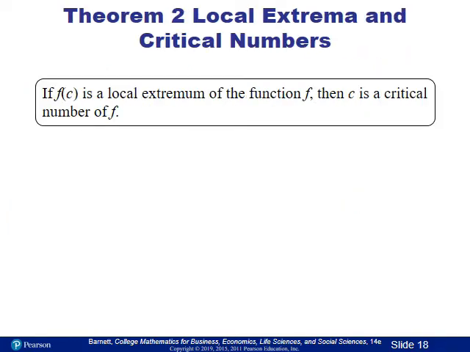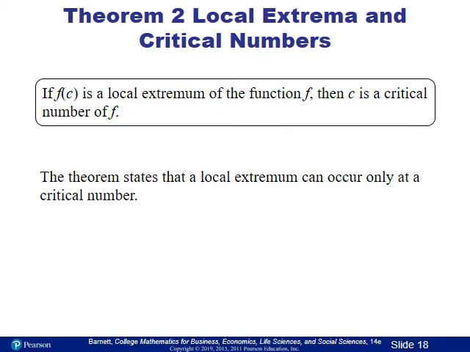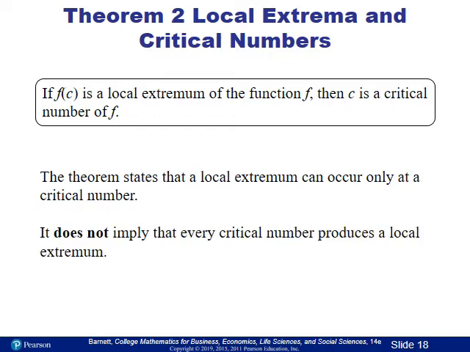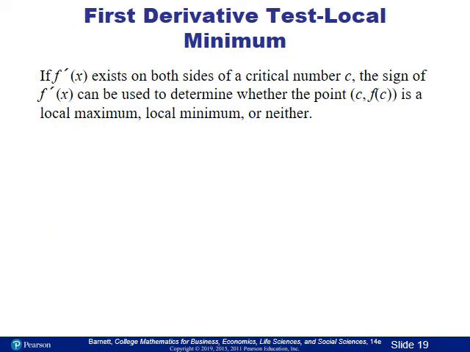Local extrema and critical numbers. If f of c is a local extremum of a function f, then c is a critical number of f. The theorem states that local extrema can occur only at a critical number, meaning those numbers should be in the domain of that function. It does not imply that every critical number produces a local extremum.